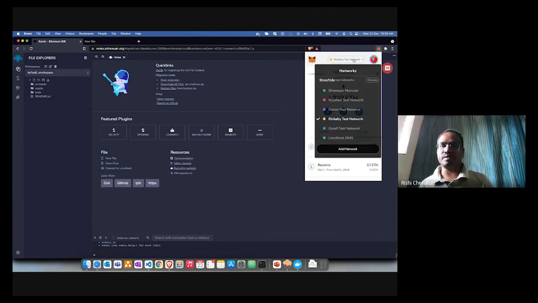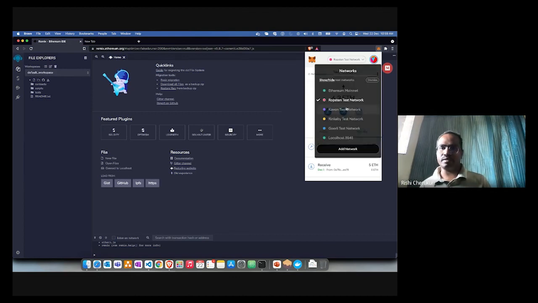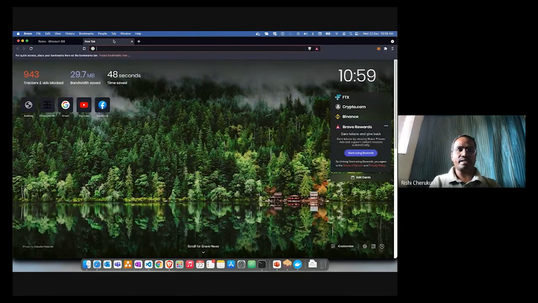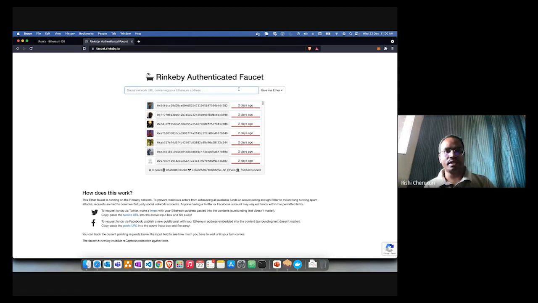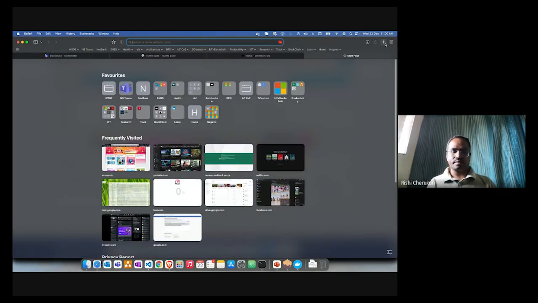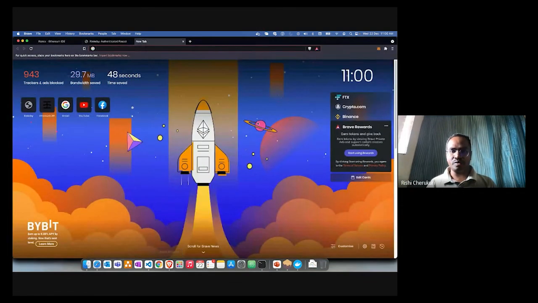These test networks allow you to deposit some Ether tokens. For example, I have 6.3 Ethers on the Ropsten test network and 1.23 Ethers on the Rinkeby test network. You might ask how we get these. You can get them from faucet.rinkeby.com. You post on a social network like Twitter or Facebook, because they need to see that you are from a validated network. You post the hash address of your wallet as a test post. You can copy that from here, go to your Facebook, and do a test post by copying this address.